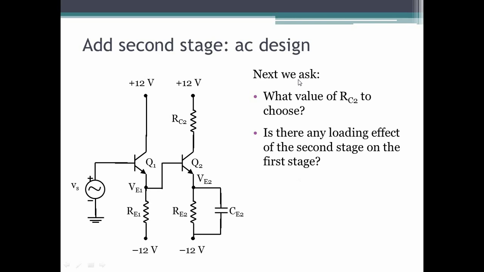Next, we ask two questions. What value of RC2 do we choose? But more importantly, actually we need to ask this question, which is very, very critical: does the second stage load the first stage? See, what we did is we connected the output of the first stage to the second stage. Does this connecting affect the first stage? So two questions. Let us ask the second question first, because it is more fundamental.